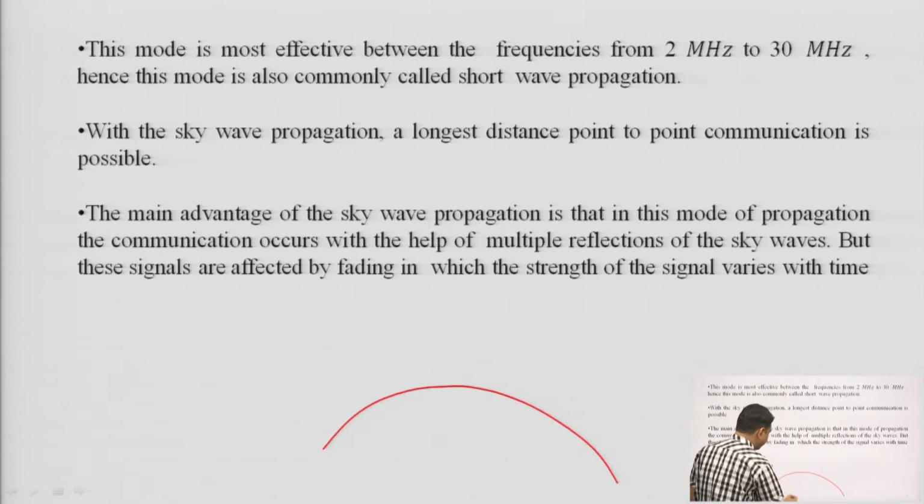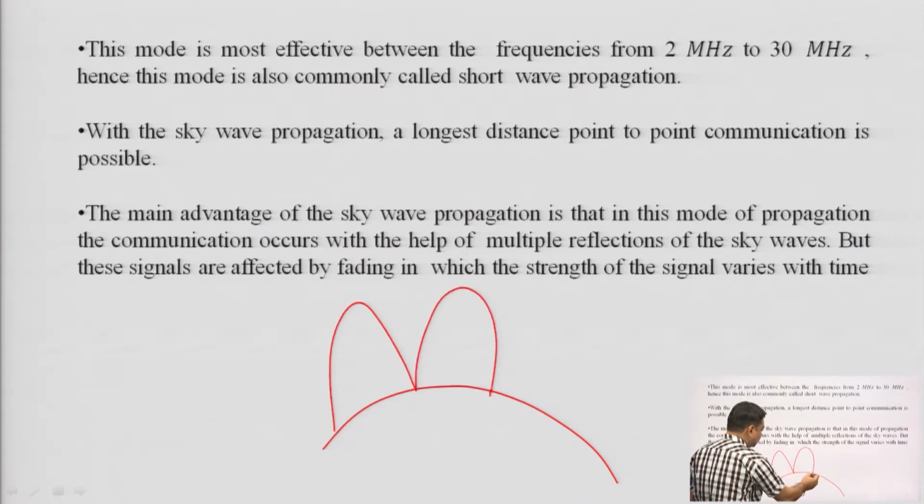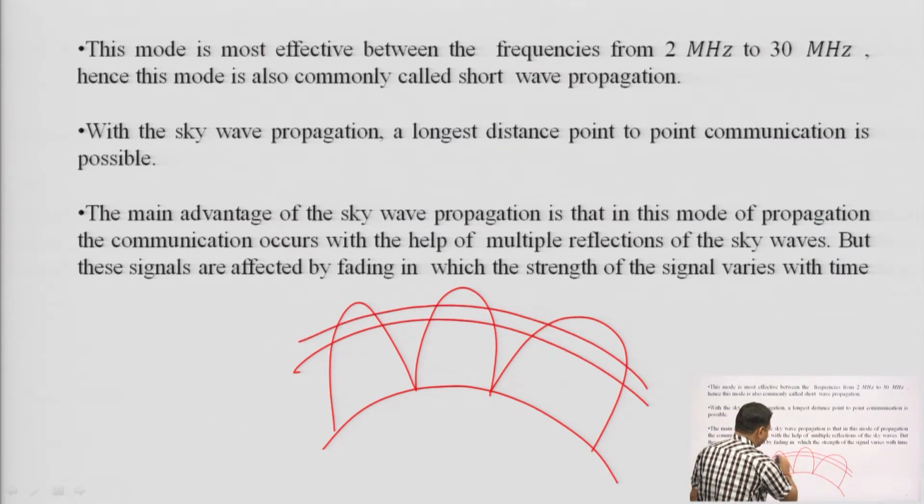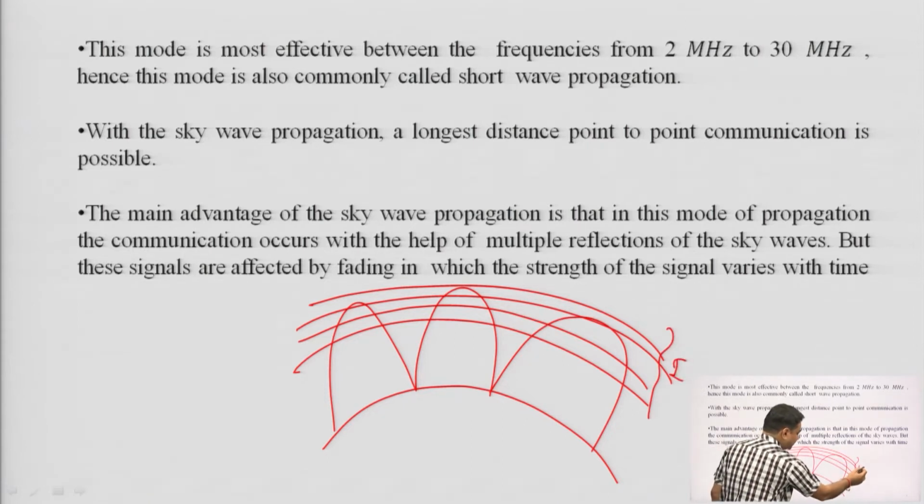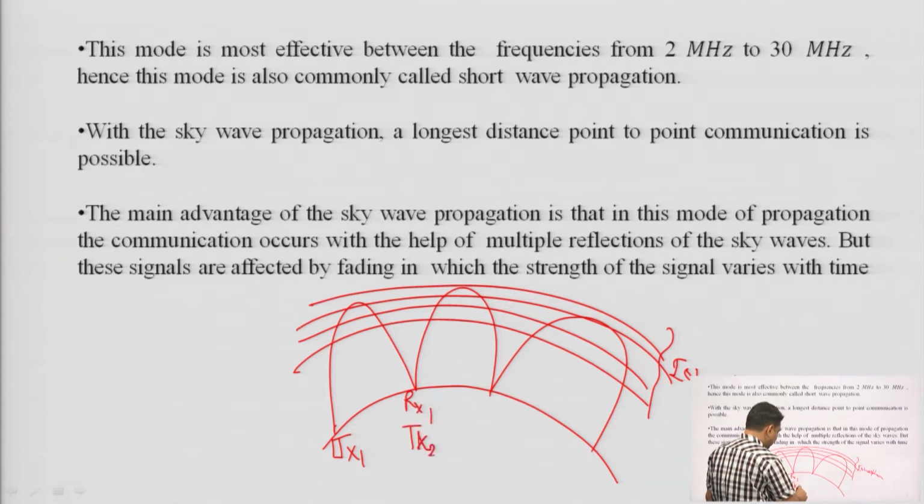curvature of the earth, and when these are the multiple reflections and these are the ionospheric region. This is the ionosphere and this is the Tx1 Rx1 and it becomes Tx2 and it becomes Rx2, then this becomes Tx3 and this becomes Rx3.